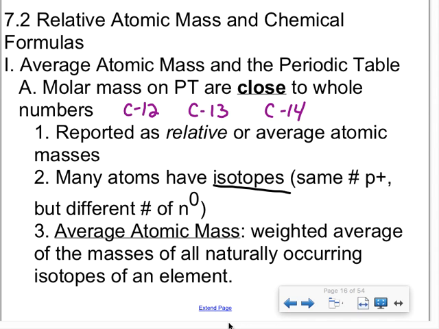So today we're going to look at how did we get these pink numbers? Why is it 0.9 or 0.8? Where did these decimals come from? So the molar mass on the periodic table are close to whole numbers, but not exactly. And the reason for that is they take into account all of the known isotopes in the universe, and they figure out the average number from the amount of all those known isotopes. So the average atomic mass is a weighted average of the masses of all the naturally occurring isotopes of that element.